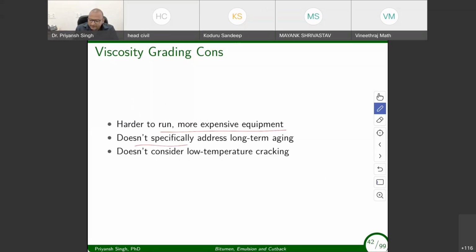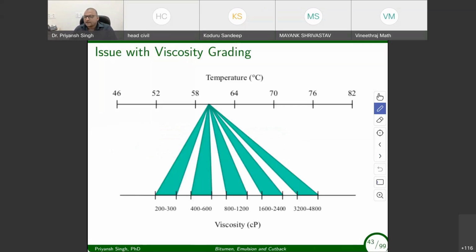It doesn't specify or address long-term aging. We have done all the testing only up to short-term aging here. We don't have any testing or characterization done for a long-term aged binder. And this does not consider any low temperature criteria; no characterization at lower temperature is being done.